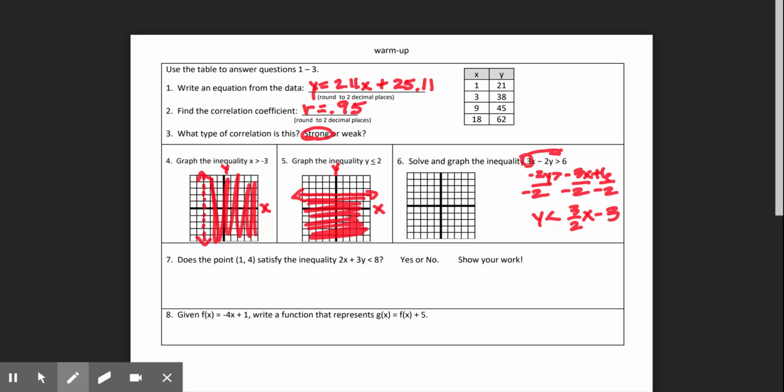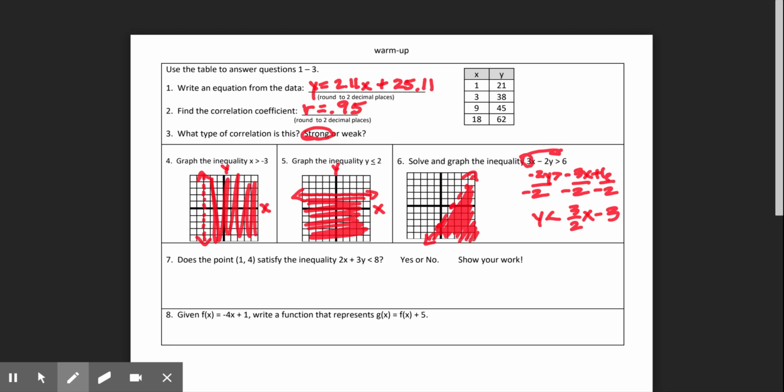So we're going to begin at -3 and then go up 3 over 2, up 3 over 2. This will be a dashed line. And all y values less than 3/2 x minus 3 will be below. So everything below this line would be shaded.